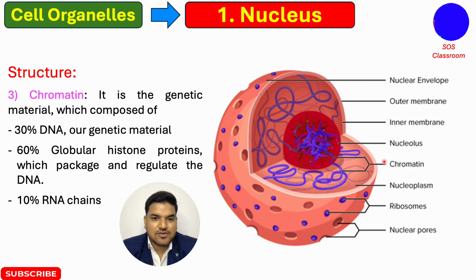Next is the chromatin. You can see this is the genetic material which is composed of different types of molecules: 30% DNA, our genetic material, 60% globular histone proteins, which package and regulate the DNA, and 10% RNA chains. So chromatin is made of three components: 30% DNA, 60% histone protein, and 10% RNA chains.